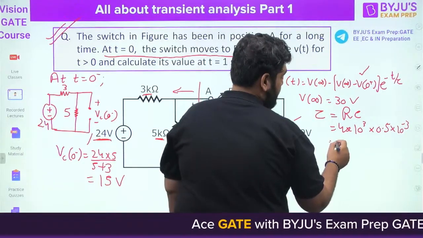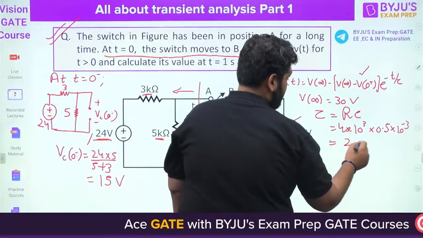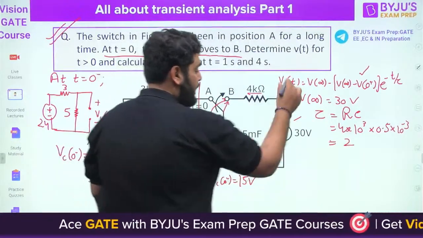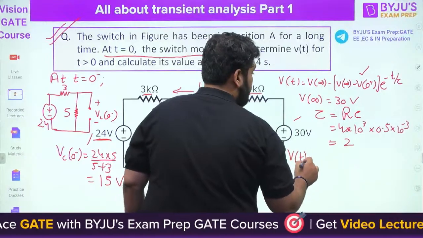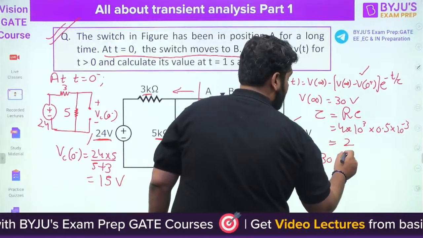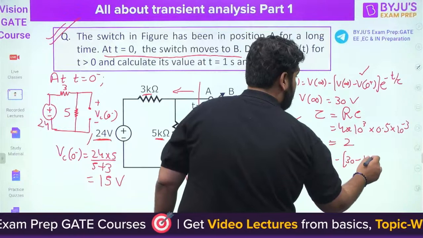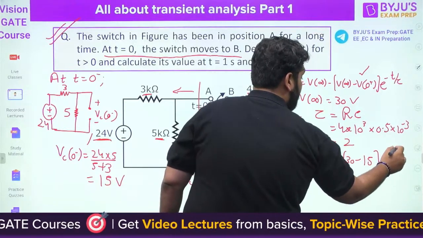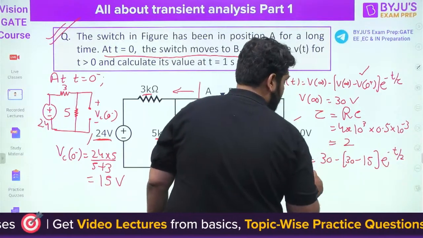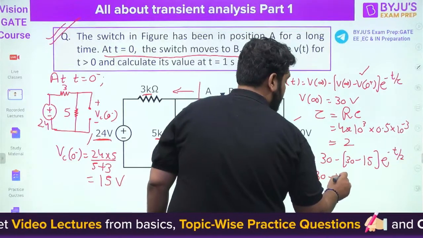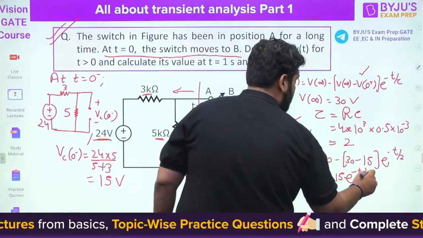कितना बचा ये? 2 बचा? I guess 2 ही बचेगा. ठीक है? Now put all the values here. So V infinity is 30 minus 15 e raised to power minus t by 2. So simply कितना आ गया? 30 minus 15 e raised to power minus t by 2.